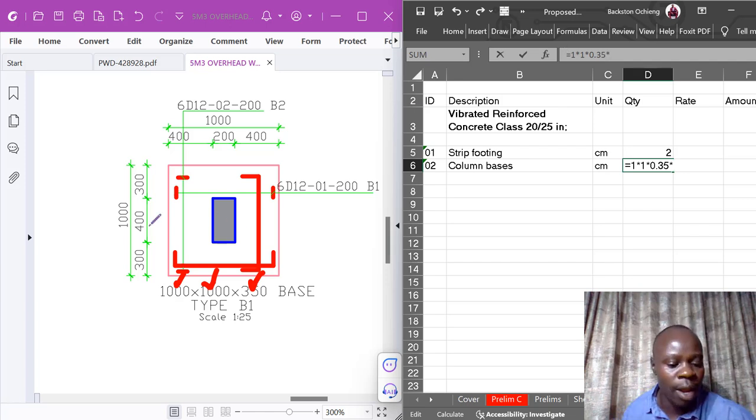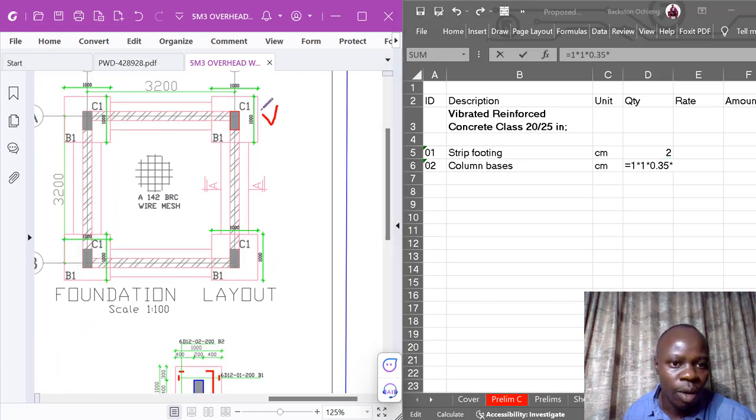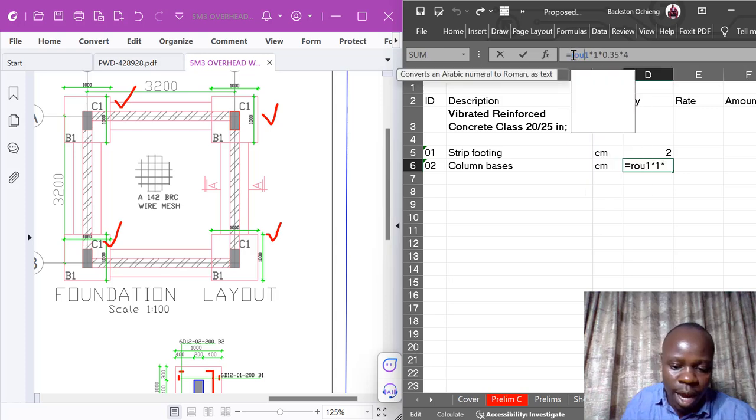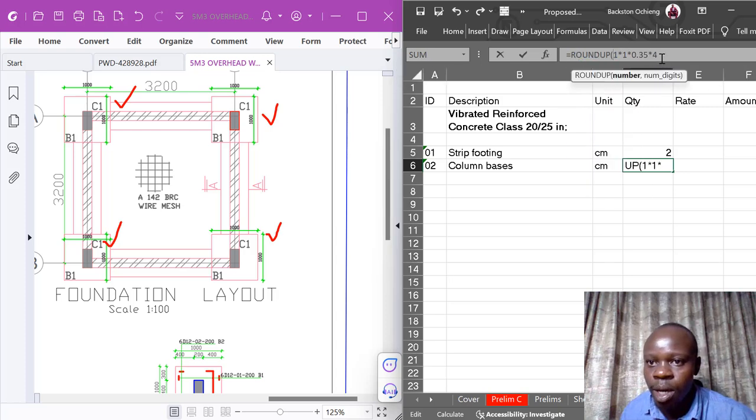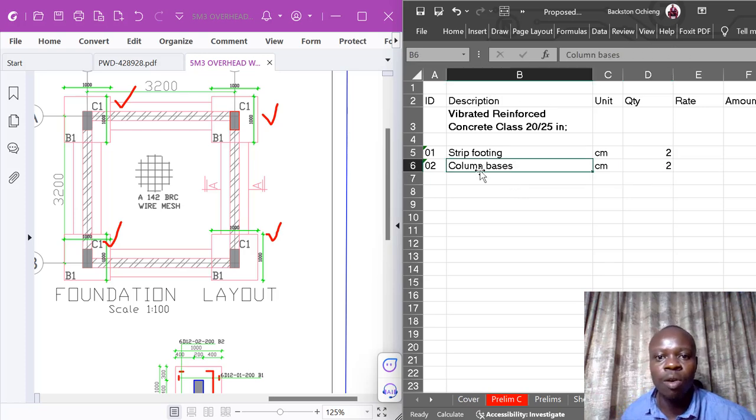Then you multiply by the number of the bases. How many bases do we have? 1, 2, 3, 4. So those are 4 bases. From the 4 bases, the volume is as that. Again, I will round this up to the nearest whole. Let me just have 2 brackets here. So what do I have? That is 0. I have another 2 cubic meters for the column bases.